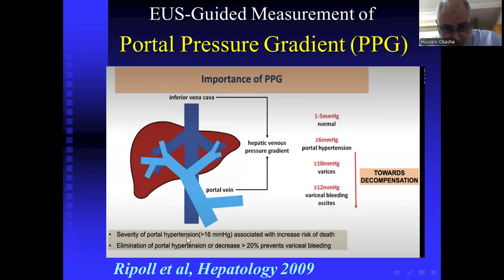Severe portal hypertension, more than 16 millimeters mercury, is associated with increased risk of death, and the elimination of portal hypertension or decrease by more than 20% prevents variceal bleeding.